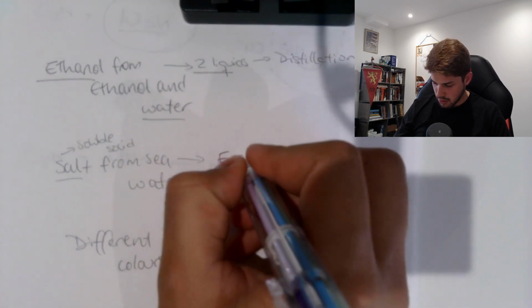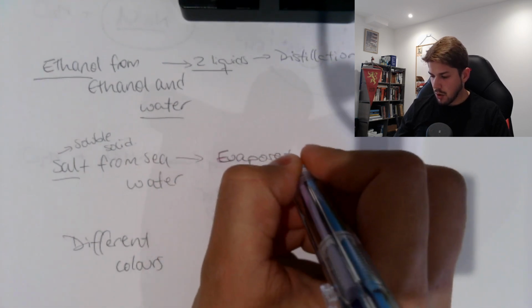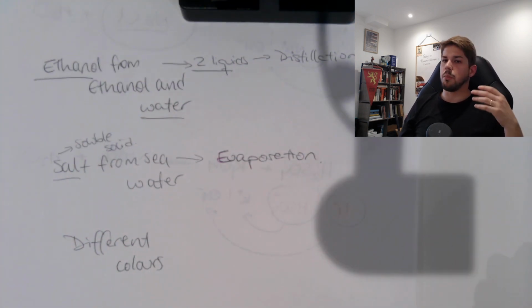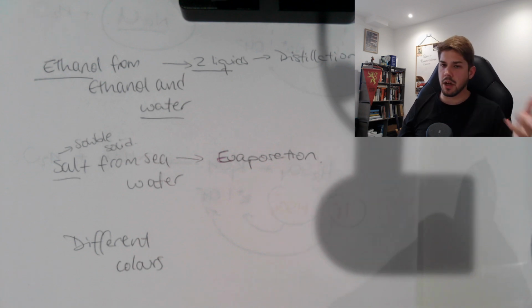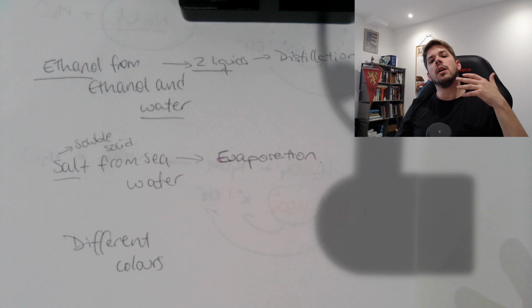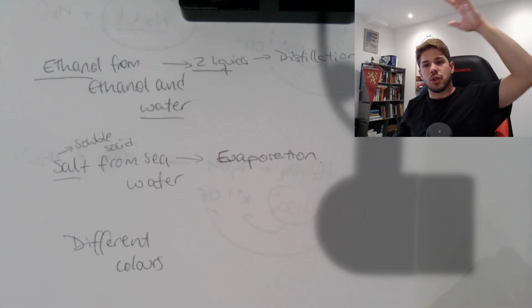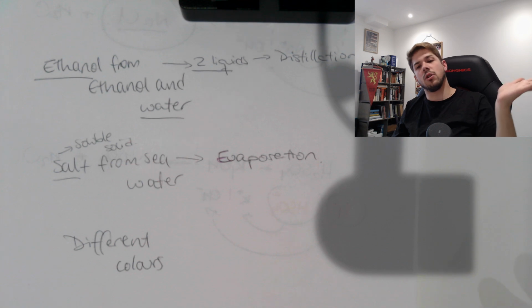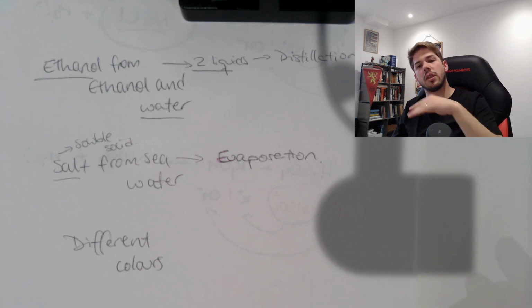Evaporation, which is very straightforward. We have the mixture, we put it next to a source of heat, let's say a Bunsen burner or an oven or whatever you want. The liquid will boil and the salt will stay. Then you're going to have the solid without the liquid.